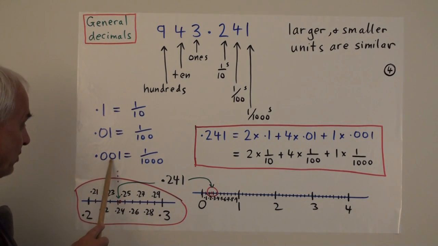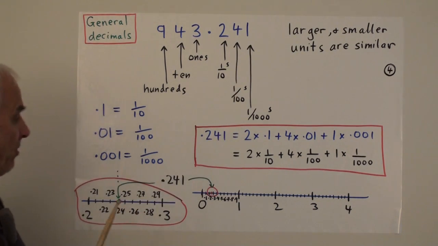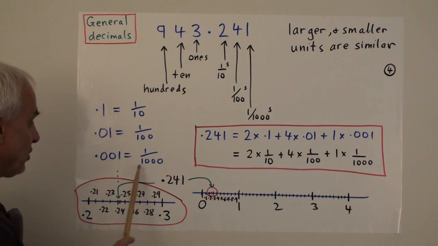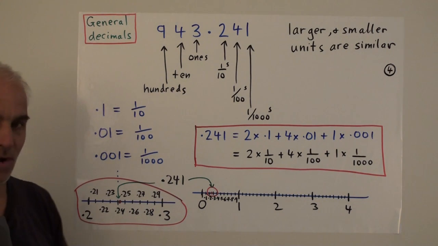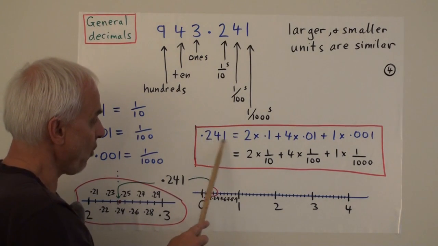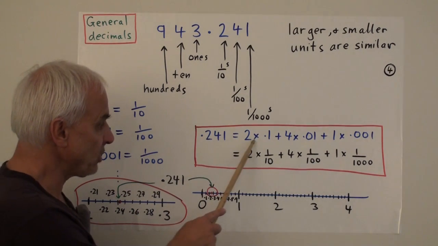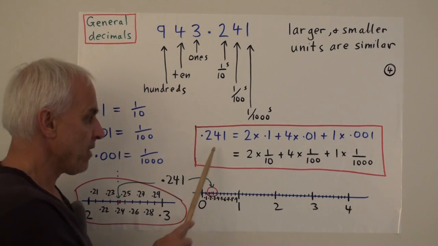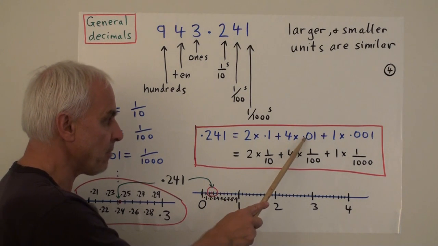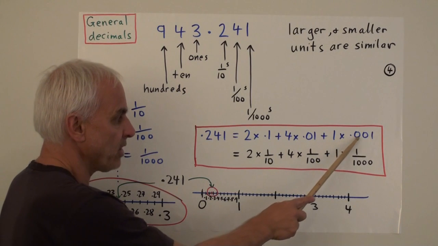If you have 0.001, then we can see from where the decimal is that this 1 is in the 1000ths column. Not in the 1/10ths, not in the 100ths, but in the 1000ths column. So it represents the fraction 1 over 1000. So if we just look at this decimal part, 0.241, that means the 2 is 2 times 0.1. The 4 is 4 times 0.01. And this one is 1 times 0.001.